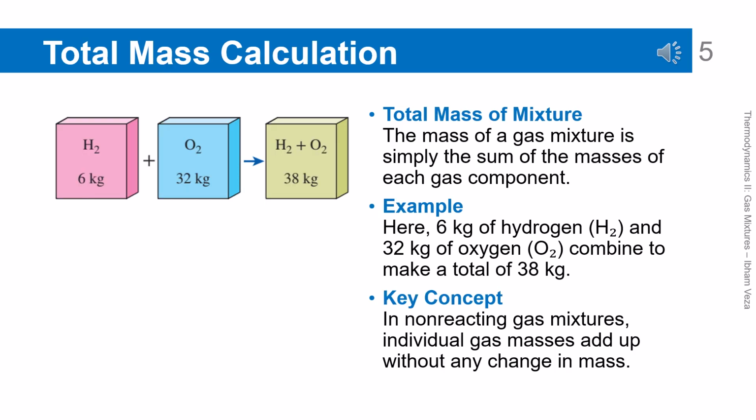Total mass in non-reacting mixtures. The total mass of a non-reacting gas mixture is simply the sum of the masses of each component. There is no mass change because no chemical reaction occurs. The example of 6 kilograms of hydrogen and 32 kilograms of oxygen giving 38 kilograms illustrates this additive principle. This concept is essential for mass balance in both closed and open systems. This simple rule becomes the basis for further mixture calculations.